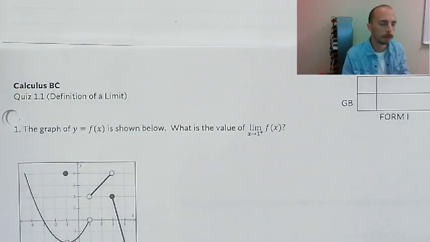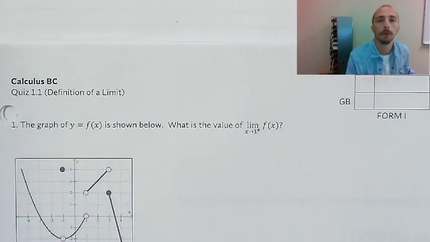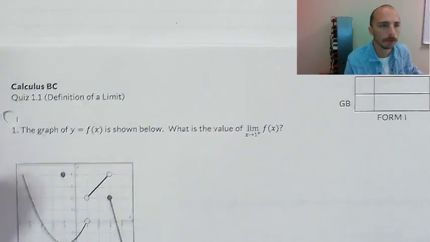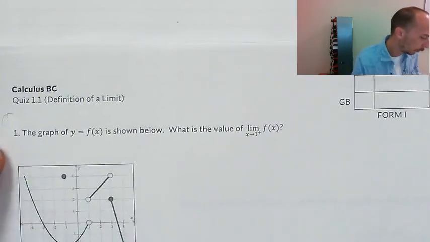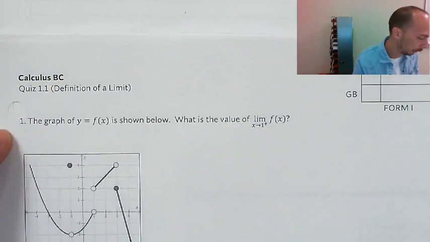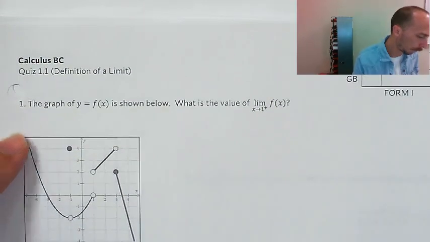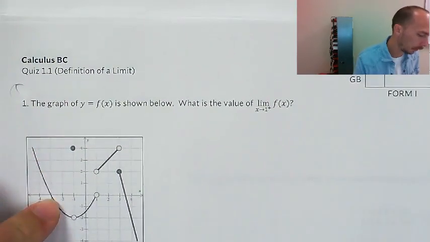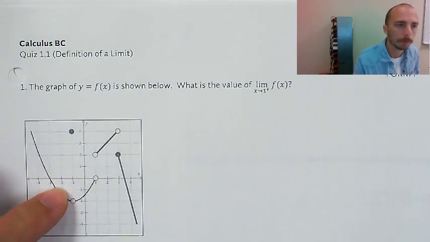Alright, in this video we're going to be working the Calc BC Unit 1 quizzes, the Form I's and Form J's. So the first one, quiz 1.1, this is about the definition of the limit. We're going to look at the graph of y equals f of x. What's the value of the limit as x approaches 1 from the positive side?